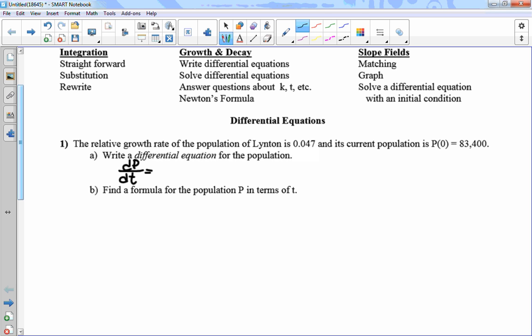Okay, if we wanted to find out the population over time, at time 0, it's what? 83,400 times by, after 1 year, 2 years, there's going to be some variable that it'll increase by. Okay, find the formula for the population P in terms of time.